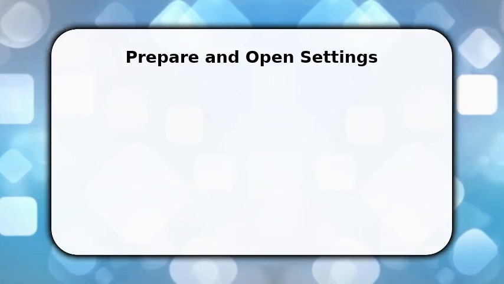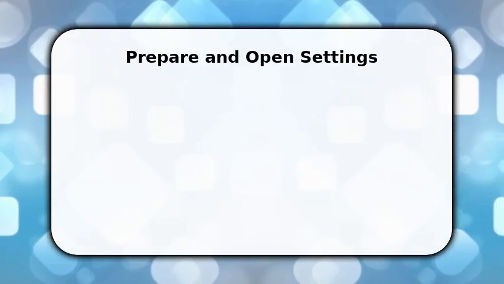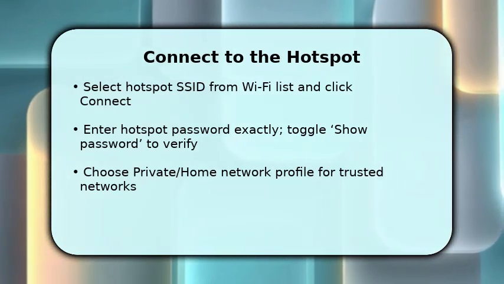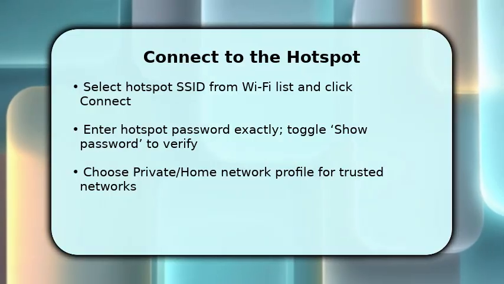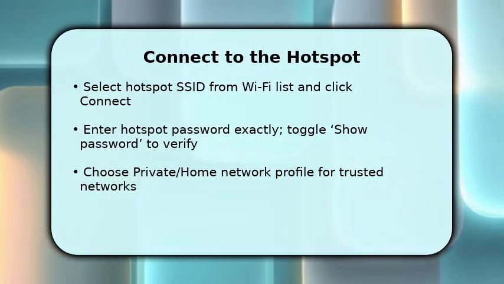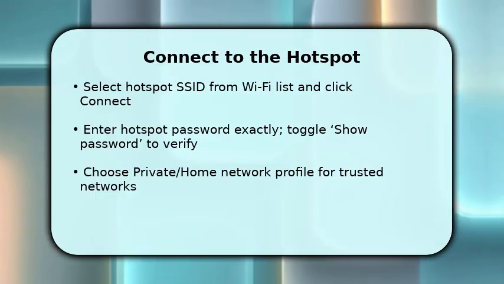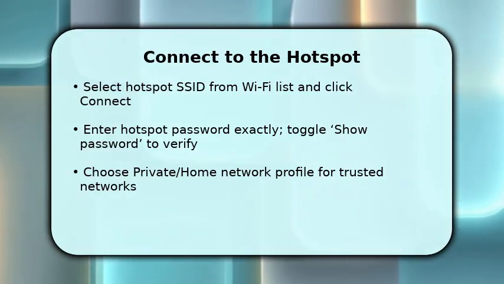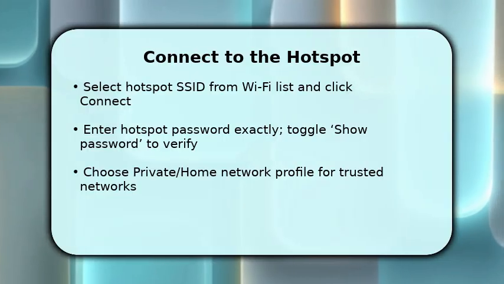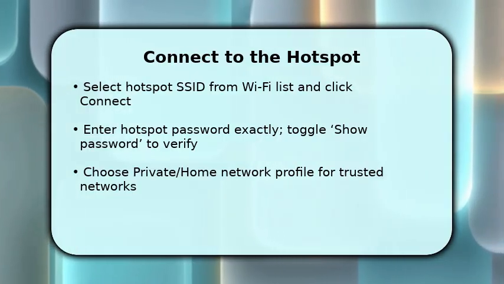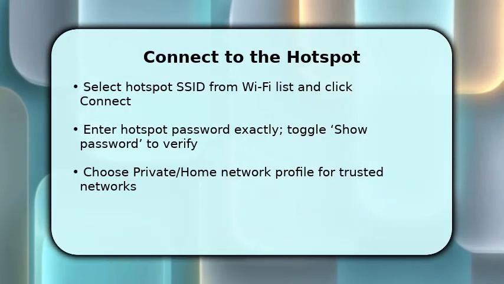You'll now connect and confirm network trust. From the Wi-Fi list, select the hotspot SSID and hit connect. If it's hidden, use add network and type SSID manually. Enter the password carefully and use the show option to avoid typos. Passwords are case sensitive. After a successful handshake, Windows or Mac OS will ask for network type.